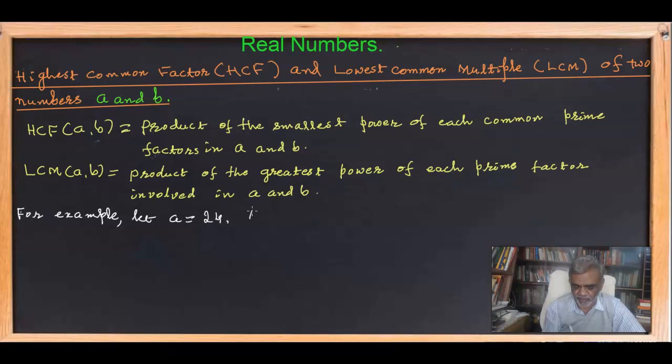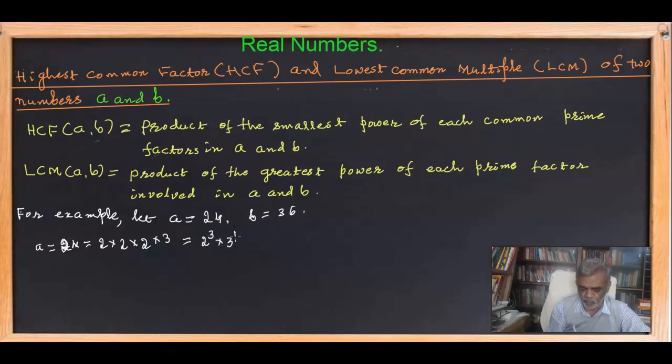Now let us consider, for example, A is equal to 24 and B is equal to 36. Now we can see here A equal to 24, that is prime factorization. We can use that theorem and write it as the product of prime factors of 24: 2 into 2 into 2 into 3, which I can write in terms of powers of primes: 2 raised to 3 into 3 raised to 1.